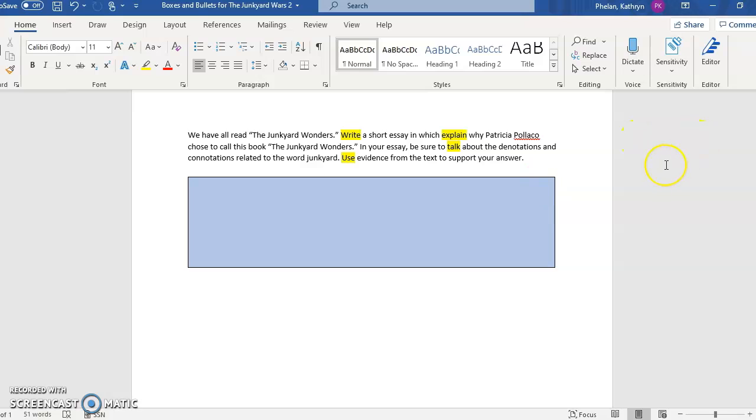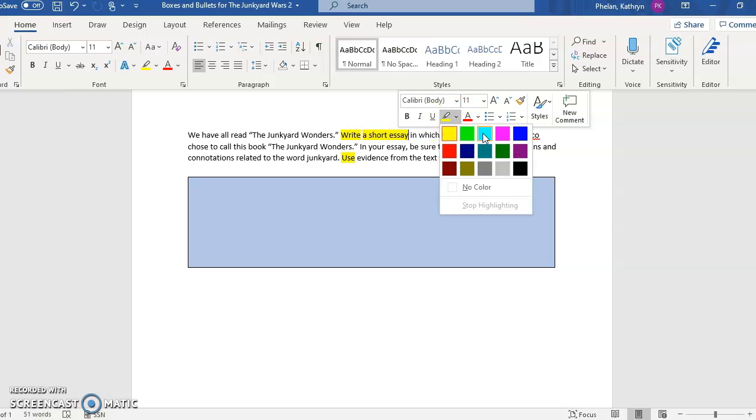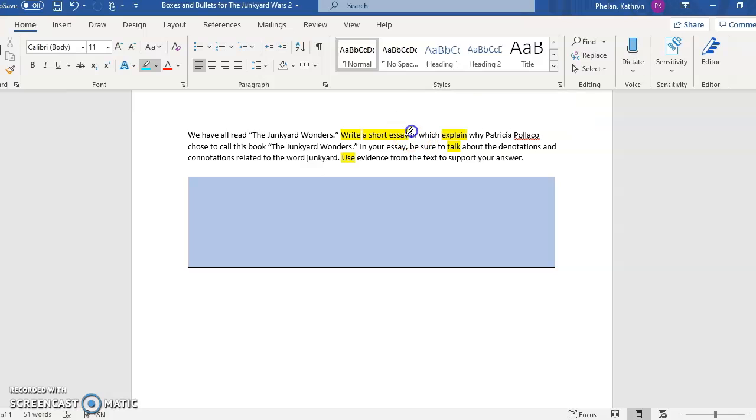Now I need to go back and figure out, okay, I need to write. Literally, what am I writing? I'm going to change the color of that so it stands out a little bit. I'm writing a short essay. All right, and I'm explaining. What am I explaining? I'm explaining why Patricia Polacco chose to call the book The Junkyard Wonders.